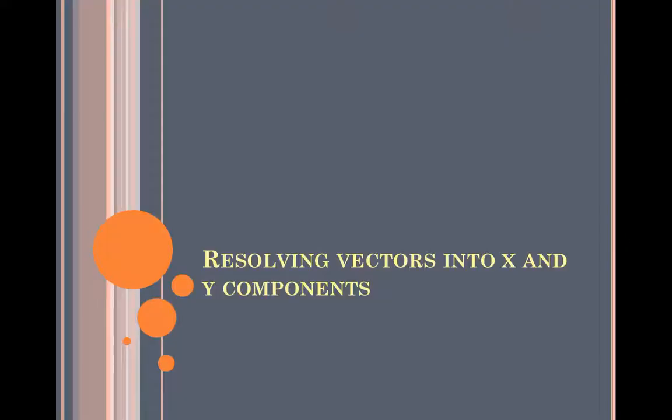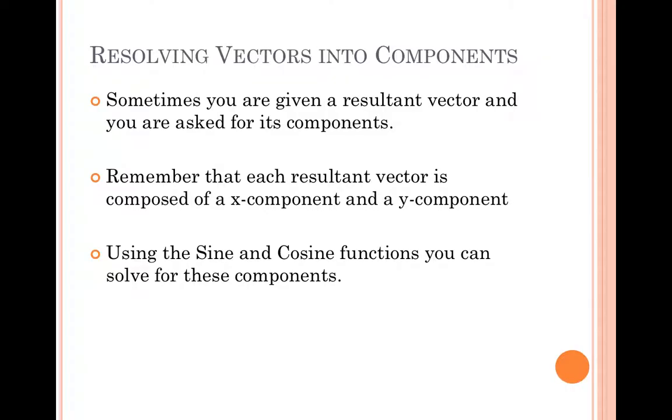All right, ladies and gentlemen, now we're going to resolve vectors into x and y components. So far we've taken the two x and y components and we've figured out the hypotenuse, which was the resultant, and the angle that resulted from that. Now we're going to have different pieces that we're solving for.